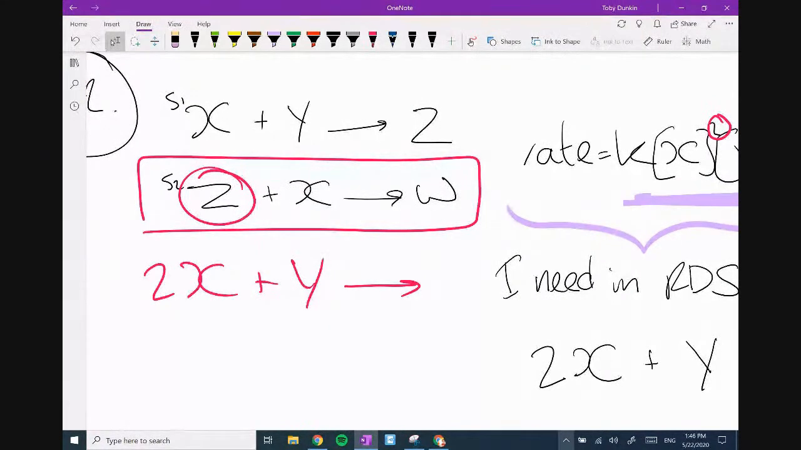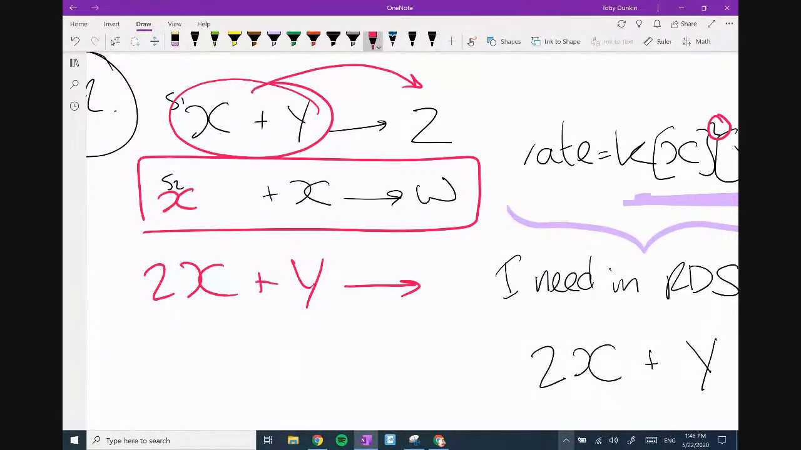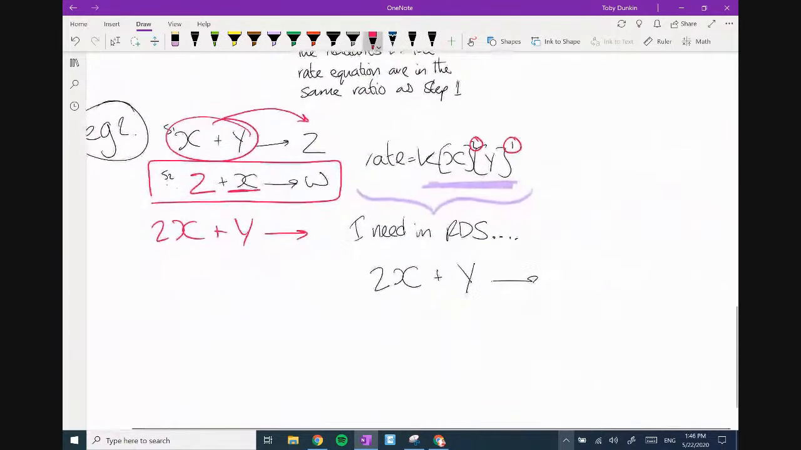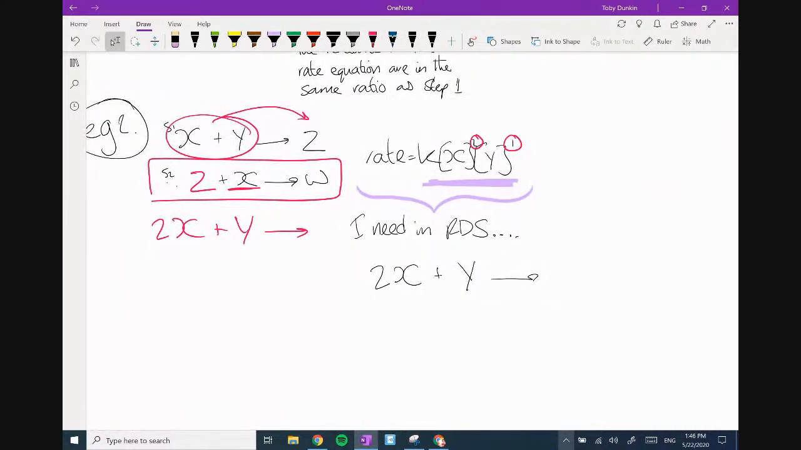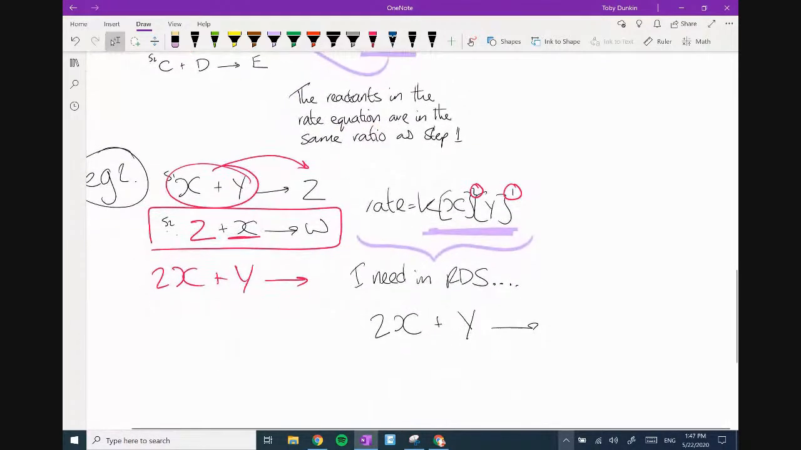Z is an X and a Y. So because we know that these two become Z, we could swap that for X plus Y, which means I've got 2 X's and a Y. There's step 2. It's a clever trick. So the RDS is step 2 because the ratios of the reactants are in the same ratio as found in the rate equation. The same answer.